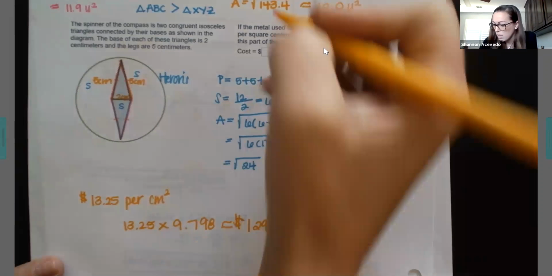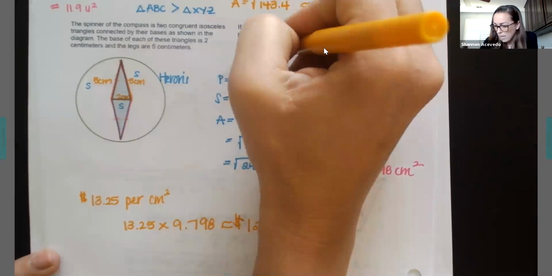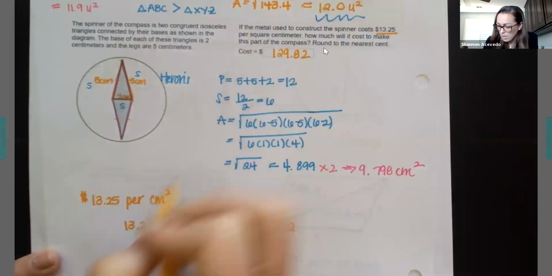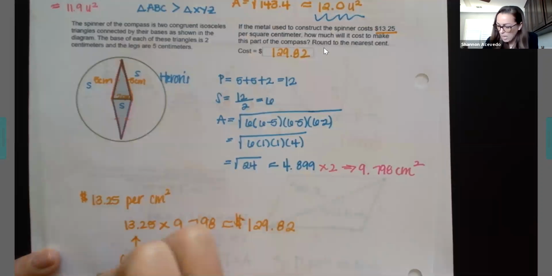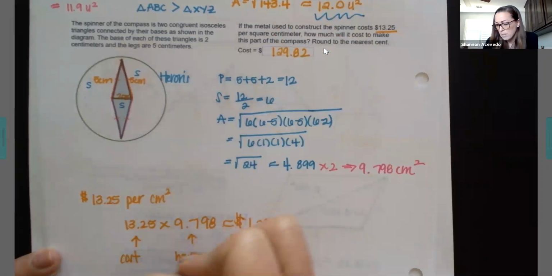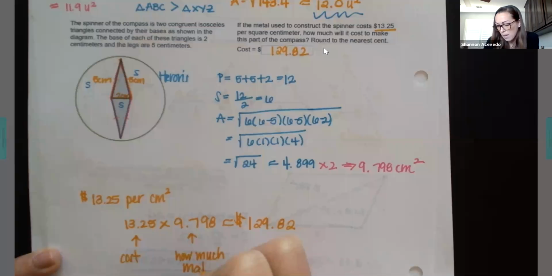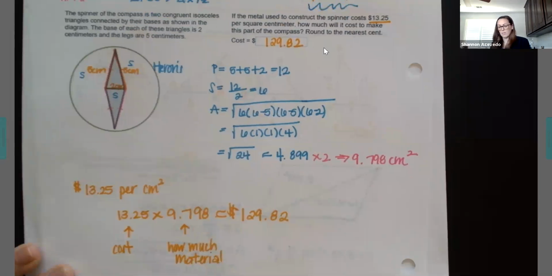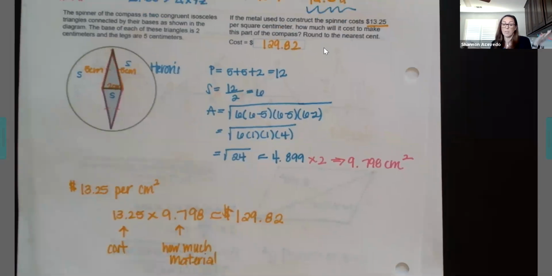So this was $129.82. So again, this is the cost, and this is how much material we need. So that's covering the area outlined in the pink. And just multiply them. And that's it.